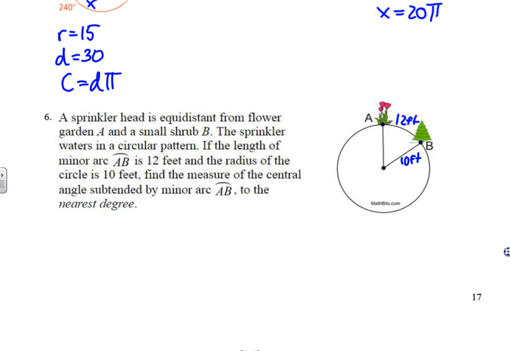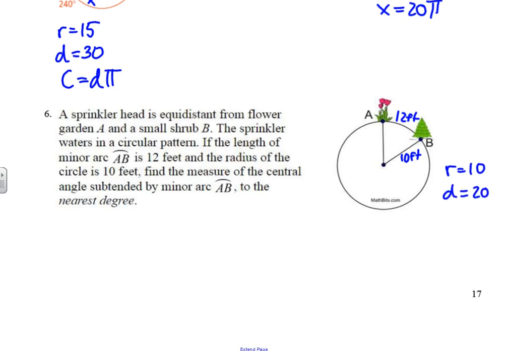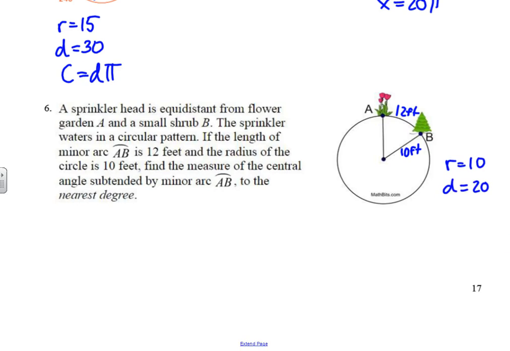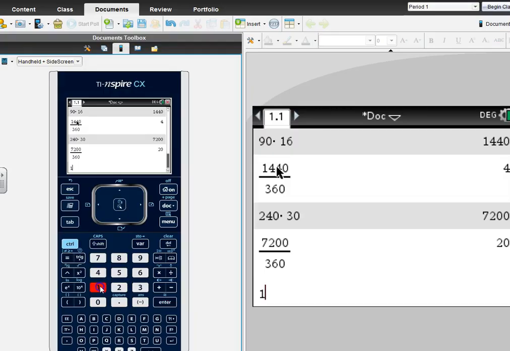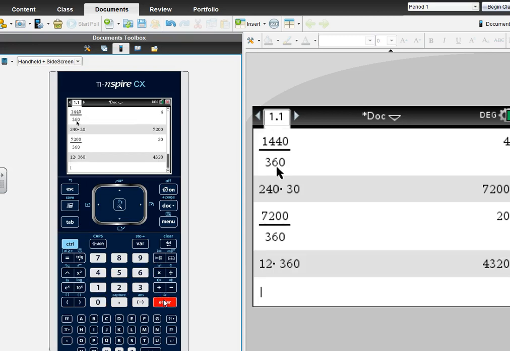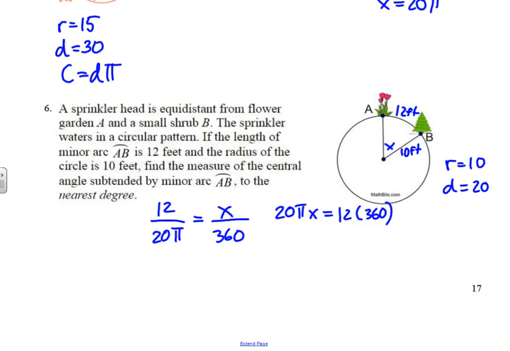Okay, so how much is this sprinkler moving? Well, the radius is 10, that means the diameter would be 20. In this case, we know the arc length. So the arc length divided by the circumference equals the angle divided by 360. So now what we're finding is the angle. So it's going to be 20 pi x equals 12 times 360. So what is 12 times 360? That's 4,320.